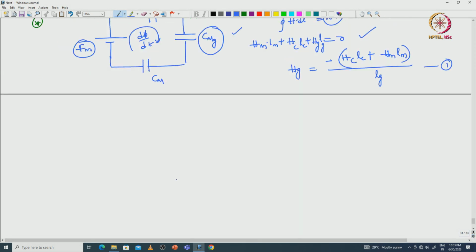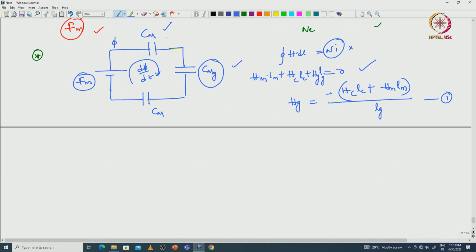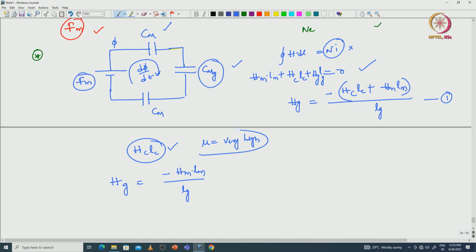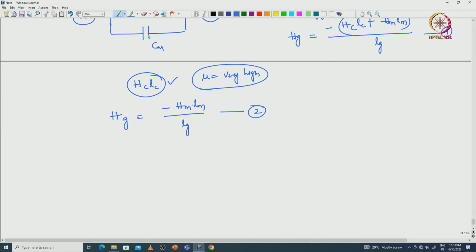If we consider that the core has a very high permeability value, there is no MMF required to magnetize the core, or a very small magnitude of MMF is required to magnetize the core. So we can neglect this term, and Hg is equal to minus Hm into Lm by Lg. Why we are neglecting this term: the mu value is very high, and the MMF required for magnetizing the core is negligible or very small. Because of that reason I neglected this term. This is equation number 2.